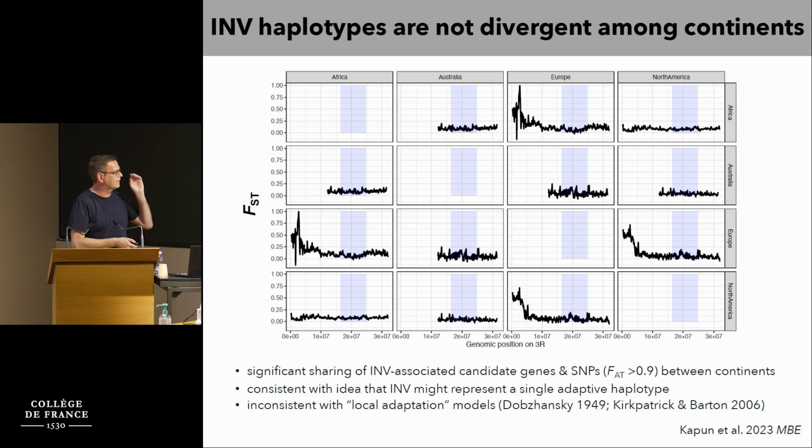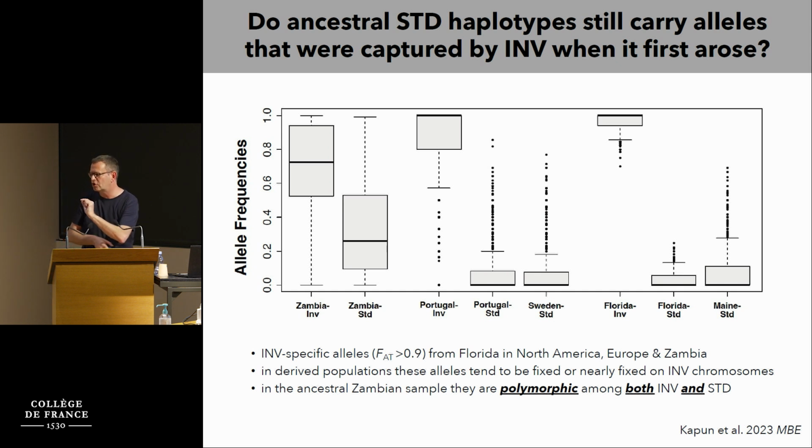So we believe that this inversion might actually be conferring somewhat global or species-wide adaptation that has led to the parallel formation of clinal gradients around the world, but it's always the sort of same allelic content that drives these patterns. So this is what we find here, somewhat inconsistent with these local adaptation models that were postulated by Dobzhansky and Kirkpatrick and Barton. So can we actually sort of prove this?